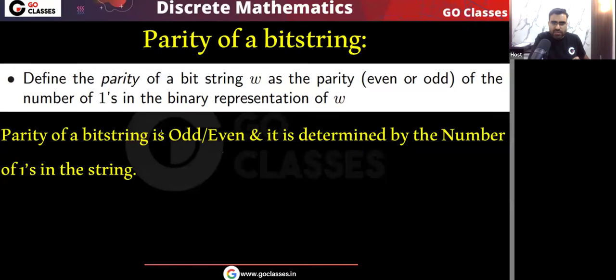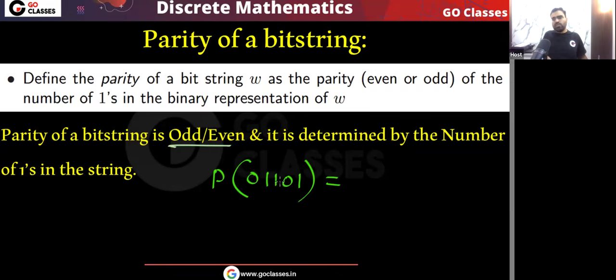Parity of a bit string, that is very simple, that is either odd or even, and that is determined by the number of ones in the string. See, very simple concept. If I give you a bit string, for example 0 1 1 0 1, now if I ask you what the parity of this is, then remember the answer will be odd or even, and that will be determined by the number of ones.